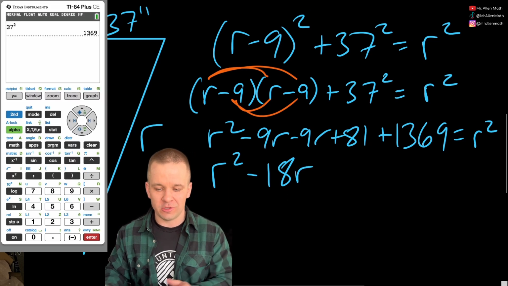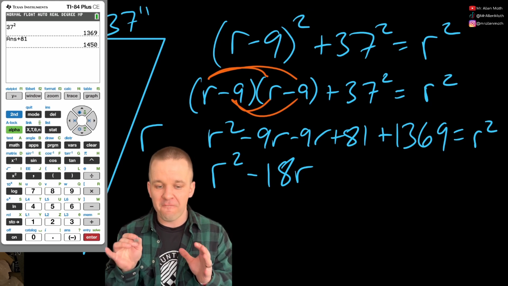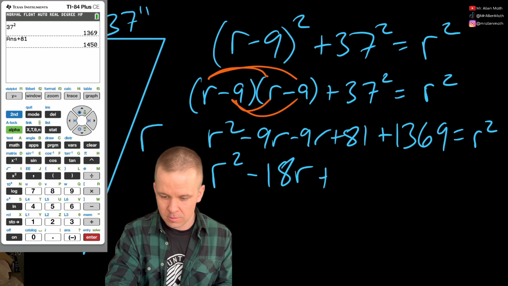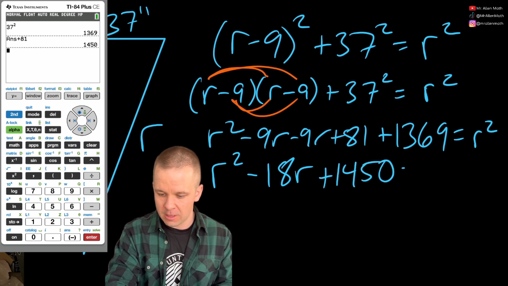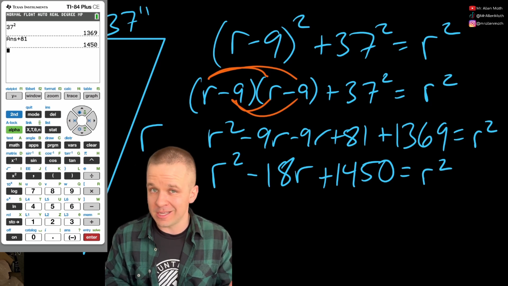You know what? I'm going to keep it all in the calculator. Let's just be safe. So add 81 to that. We got 1,450. So plus 1,450 equals r squared. And I got to solve this thing. And it looks intimidating because it has r squared.